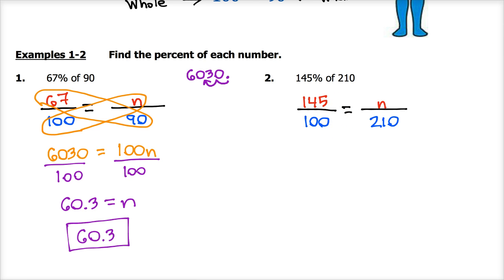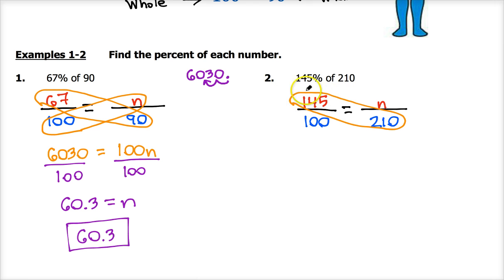Think about this for a moment. 100% of 210 would be 210. It would be the whole thing. So if we have 145%, our answer should be greater than 210. Okay? Percents over 100 mean that we're going to have improper fractions. So this answer here should be larger than 210 when we get done.